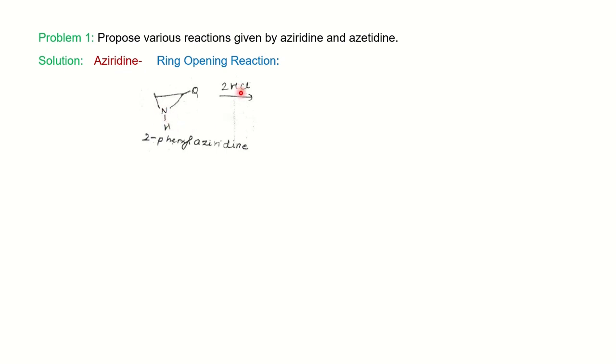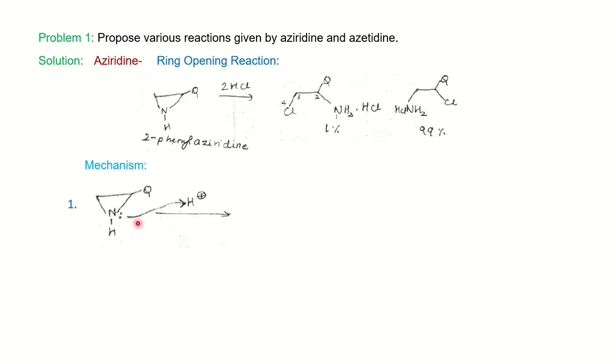In the presence of acid, the protonation will occur on the nitrogen, and there is the possibility of two products. One you can see is the minor one, 1% yield, and the other is 99% yield. After ring opening, we will see how we are forming it through the mechanism. So first the lone pair which is present on the nitrogen will take the proton and will be protonated.